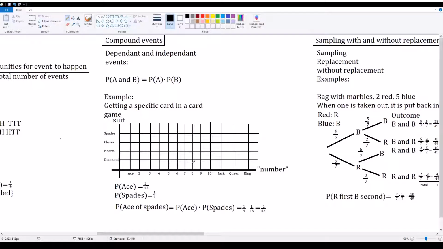P of a card being spades is 1 out of 4 because there's only one spades and there's 4 different suits. But getting ace of spades, you essentially take both of these into account, so we find out where this line intersects spades. It intersects here. There's only one intersection of ace and spades, meaning that you can also multiply these two, so you get P of ace and P of spades, which is a quarter times 1 out of 13, which equals 1 out of 52, meaning that getting specifically ace of spades, there's a 1 in 52 chance of that happening.